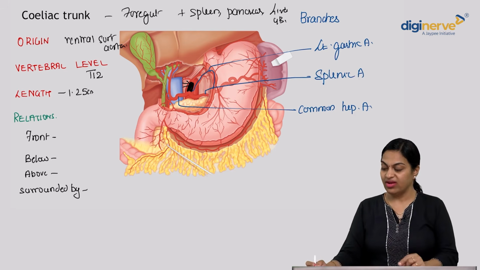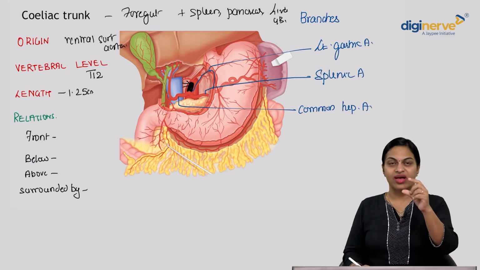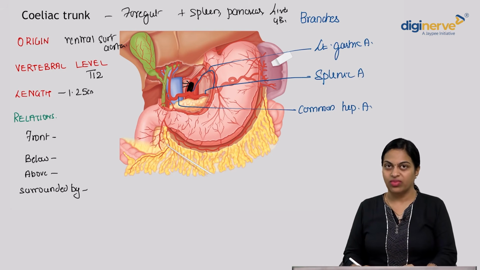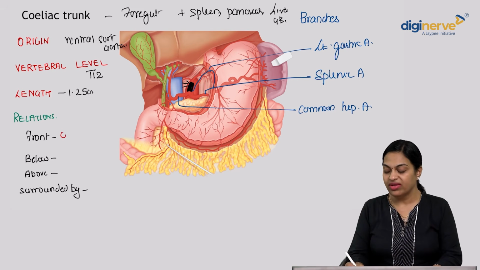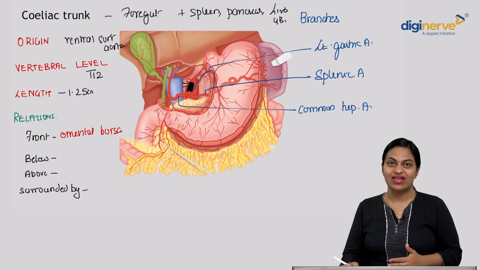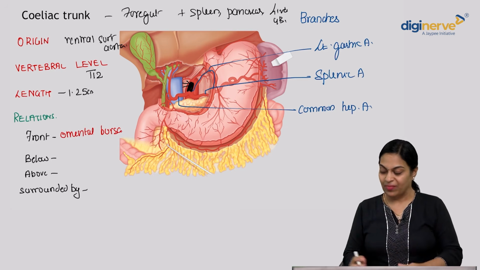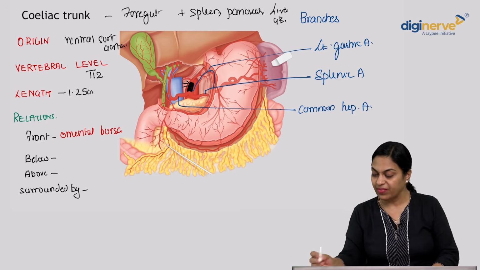Now, as soon as the celiac trunk arises from the anterior surface of the abdominal aorta, we can see that it lies behind the omental bursa. So anteriorly, it is related to the omental bursa or the lesser sac, the part of the peritoneal cavity behind the stomach, isn't it? And here, you see the pancreas.